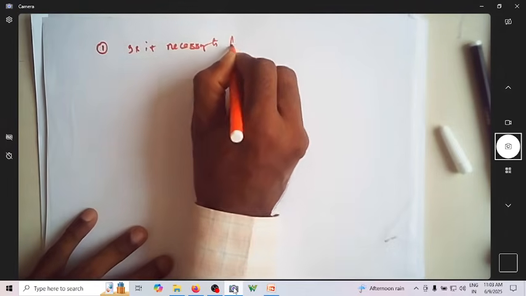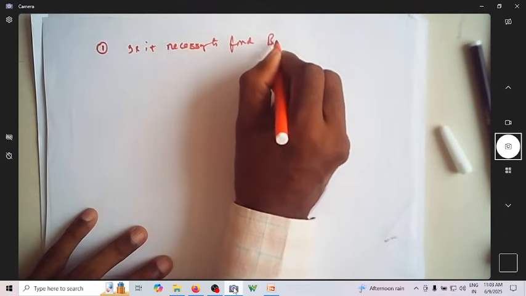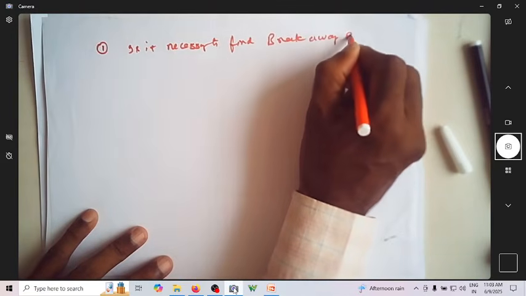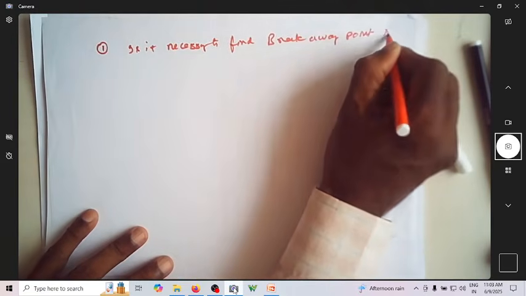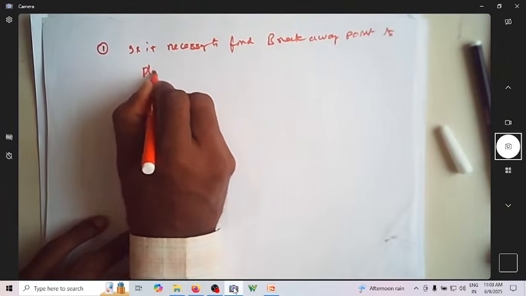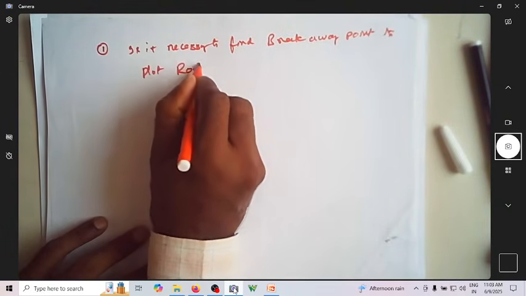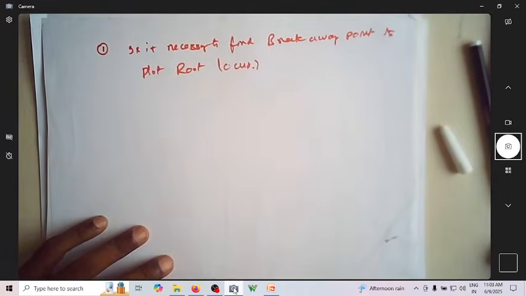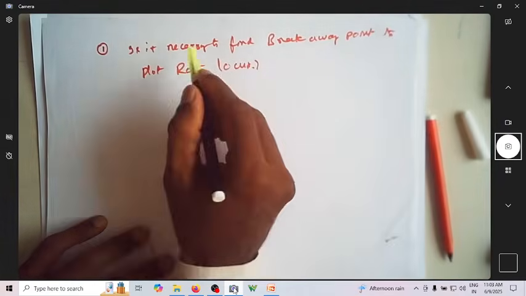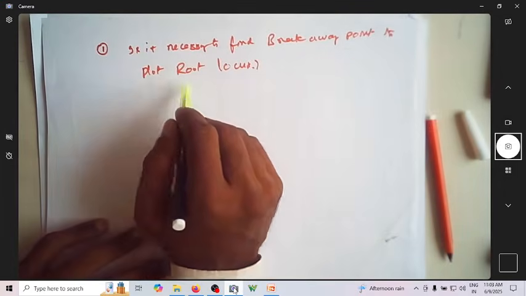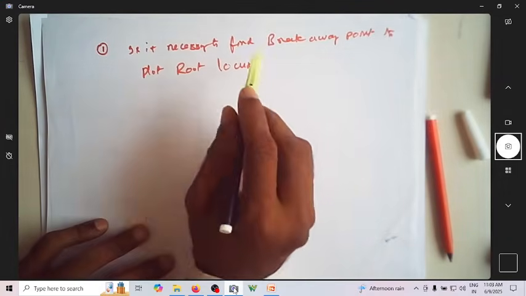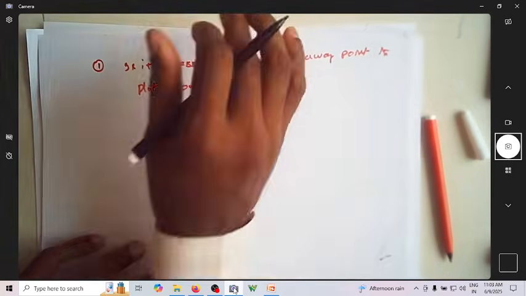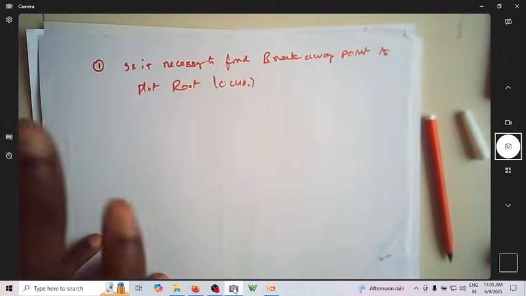Let us start with: is it necessary to find the breakaway point to plot the root locus? Now the question is, is it necessary to find the breakaway point to plot the root locus? So let us try to understand what this breakaway point is and whether it is always required to find it.